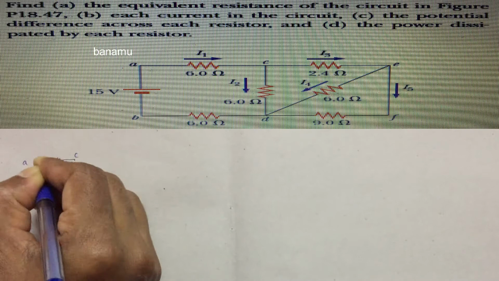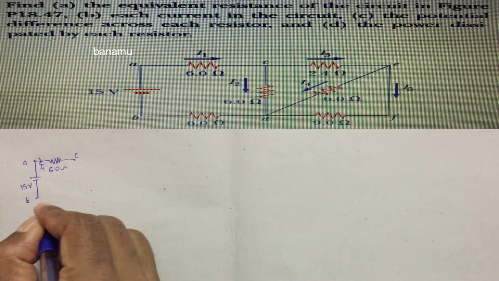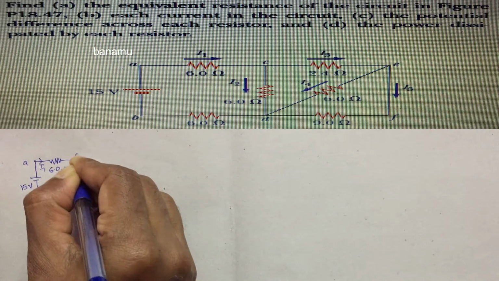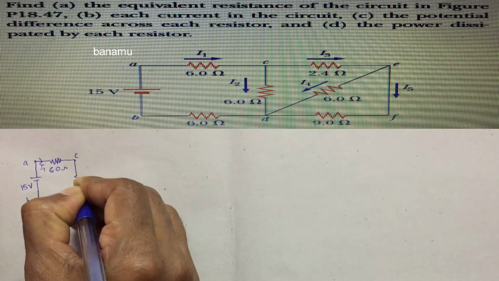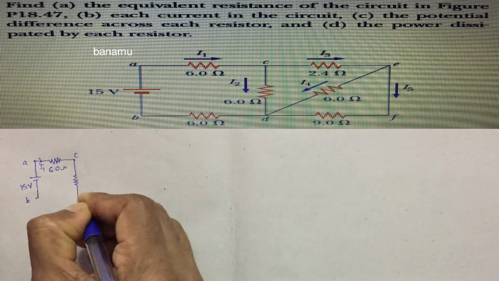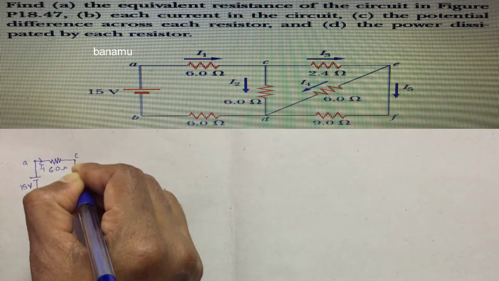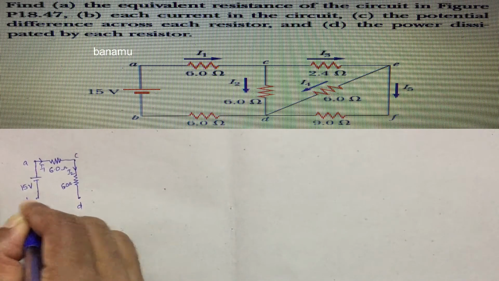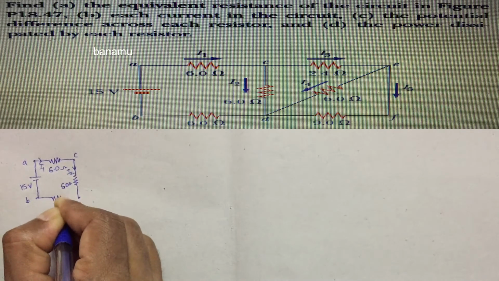The current through the resistance AC is I1, and it is connected to another point D. This is the point D. Between C and D, one resistance is connected, which is 6 ohms. The current through it is I2. Between the points B and D, the resistance is 6 ohms.